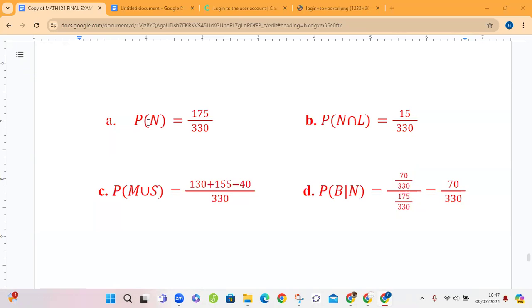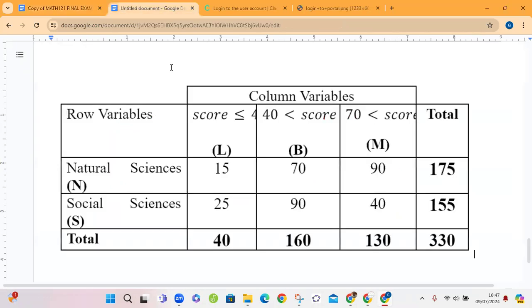One student is selected at random. So what is the probability that this student is from the natural sciences? So we need to find how many students out of the 340 are from the natural sciences. And as you can see, there are 175 students from the natural sciences. Here it is. So the probability that this student is from the natural sciences is 175 divided by 340.